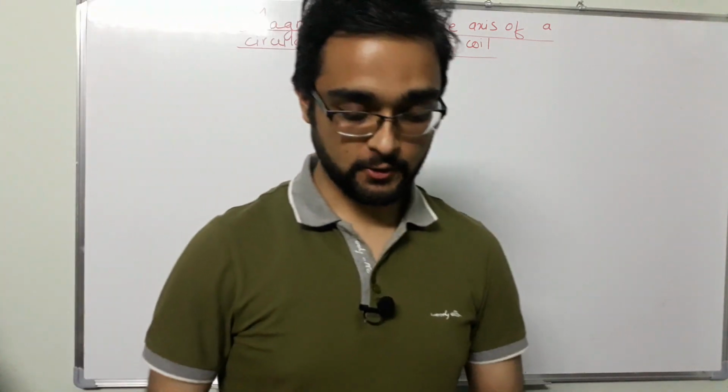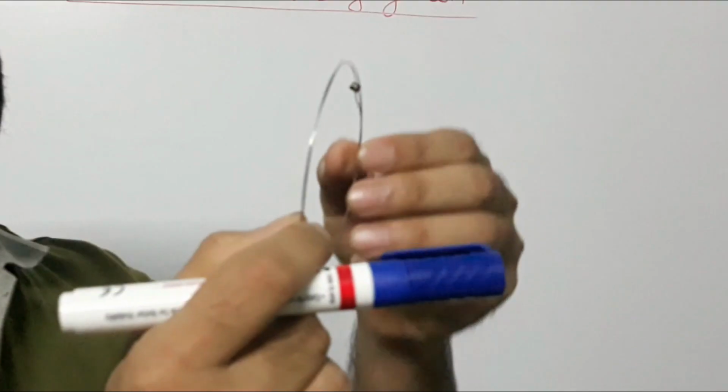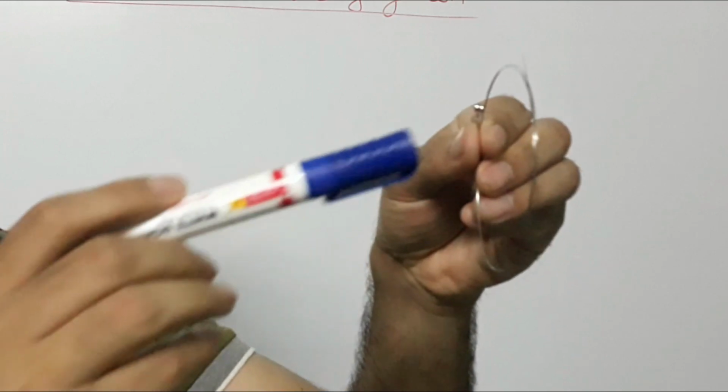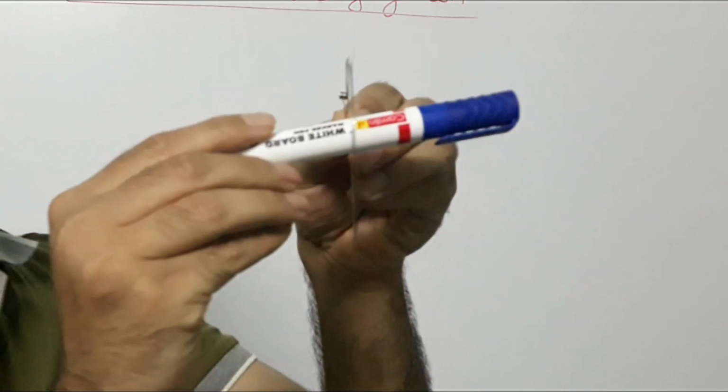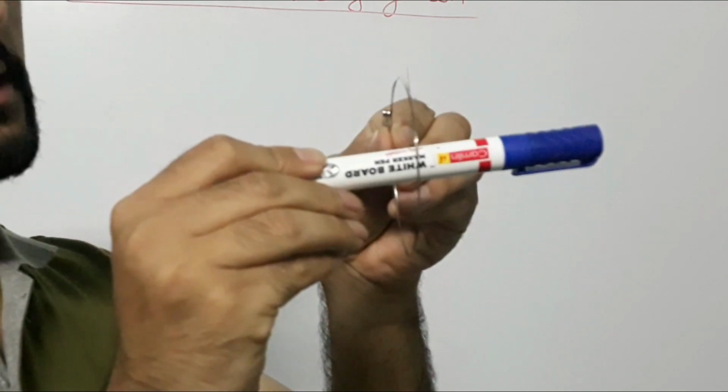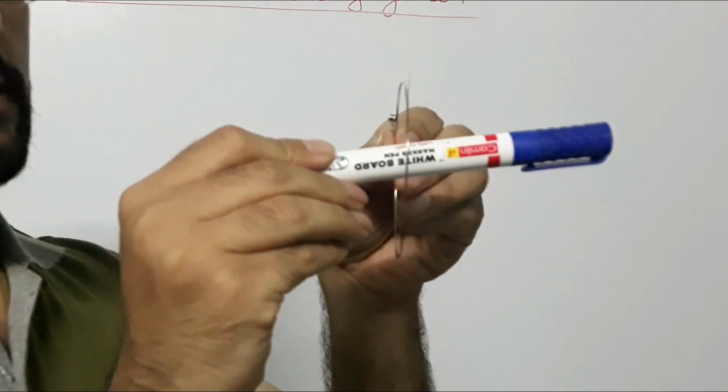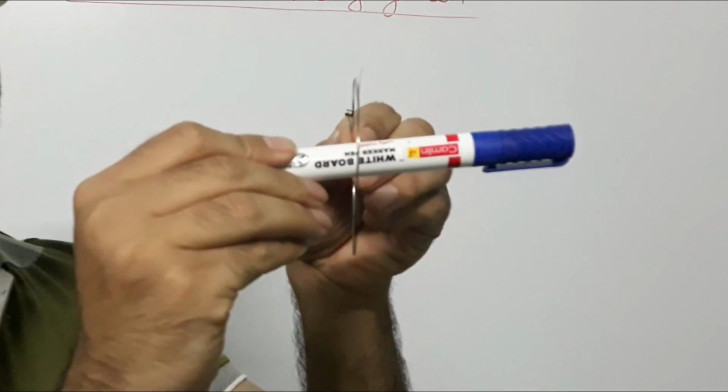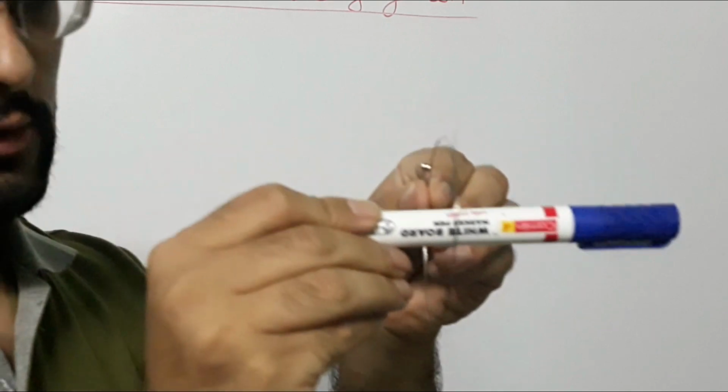Here I'll show you a circular coil. It is a circular coil and this marker represents the axis of this circular coil. We have to find out the magnetic field at any point on the axis of this circular coil.